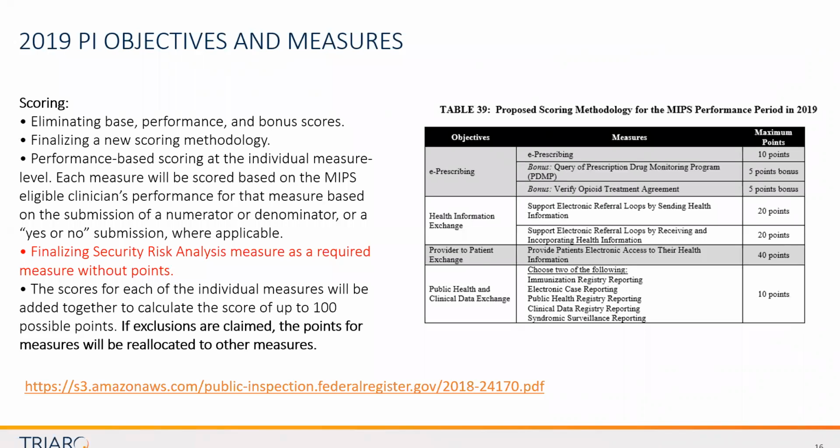Within e-prescribing, now I have 3 measures. E-prescribing, this is the same as it's always been, guys. Then there are the 2 new bonus measures that you get. We'll talk about those in depth. 5-point bonus, it's going to be easy. The health information exchange, they have changed the name of these measures on us, I think, every year.